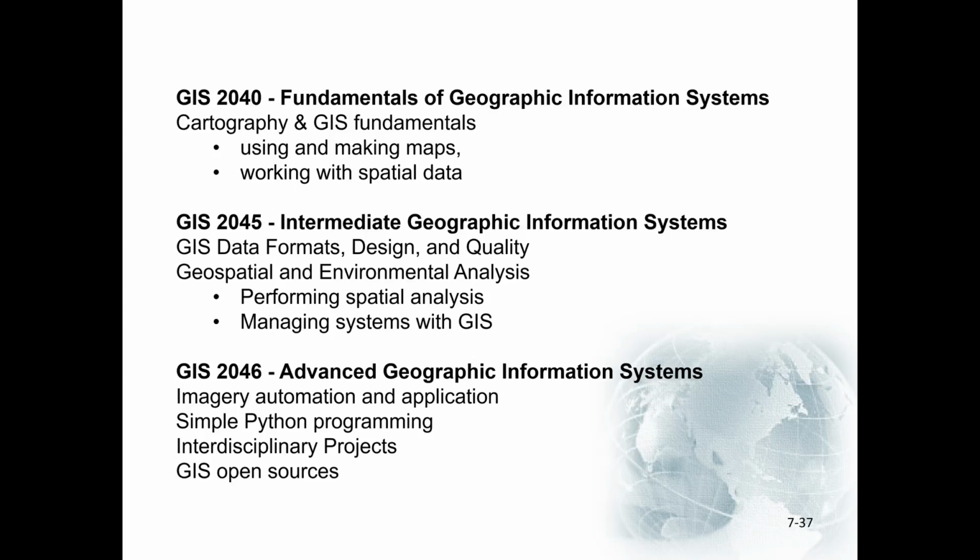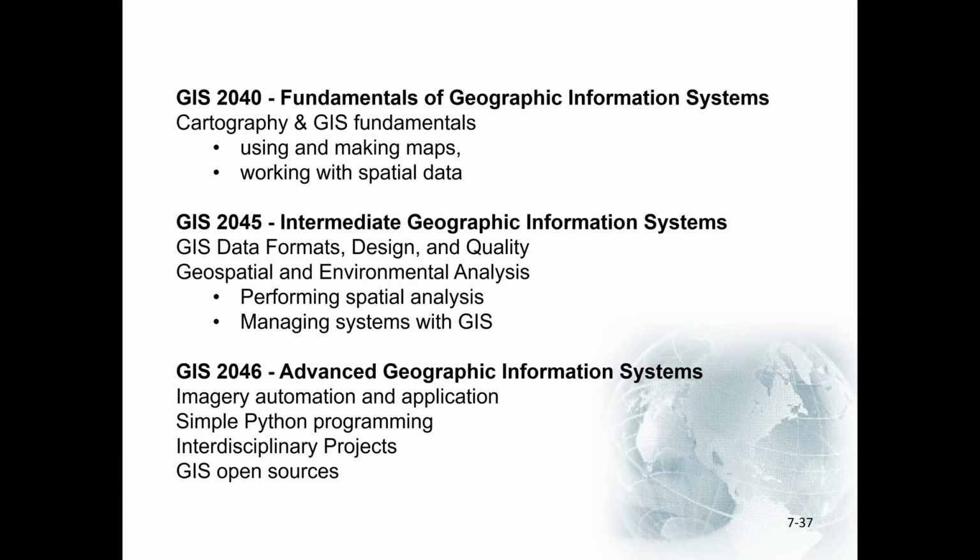For intermediate, geographic information systems, after completing the courses students will understand what kind of GIS data formats there are and how to design them, the quality of the data, and the spatial environment. They can perform some spatial analysis, do geoprocessing, and deal with vector data and raster data. Once they complete the first level of the two courses, they are qualified for a technician position.